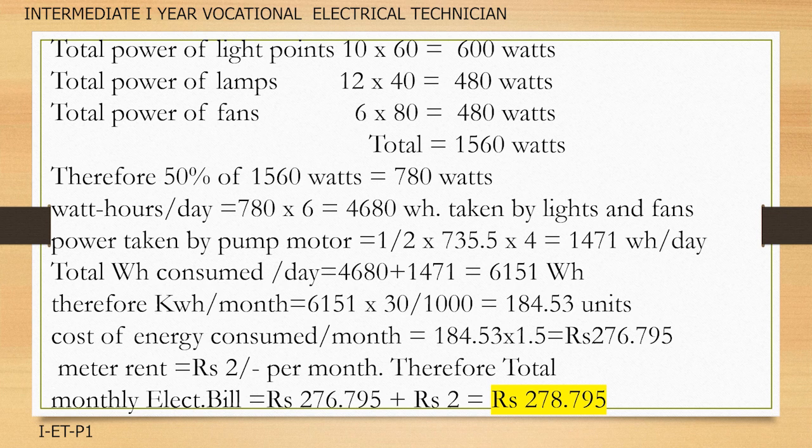That equals 276.795. Meter rent is 2 rupees per month. Therefore, the total monthly electricity bill is equal to 276.795 plus 2 rupees as the meter rent. That equals 278 rupees 0.79 paisa.